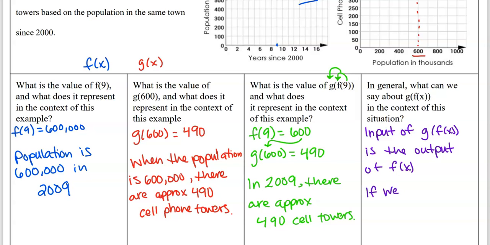So if we know population for a specific year, we can determine cell phone towers.